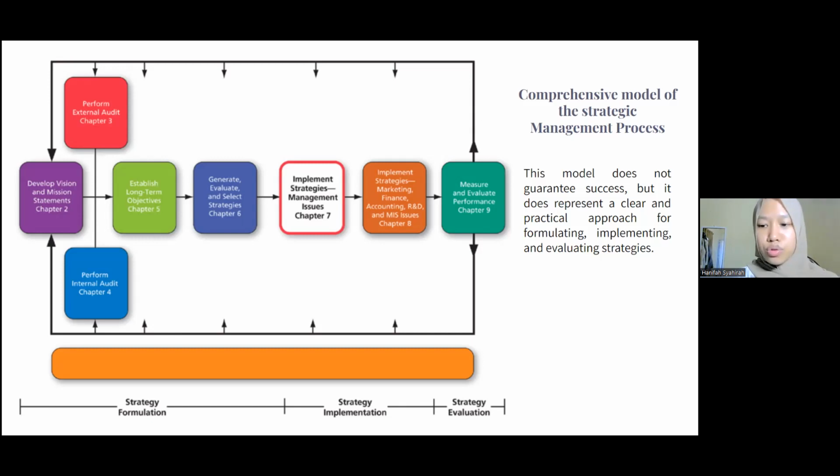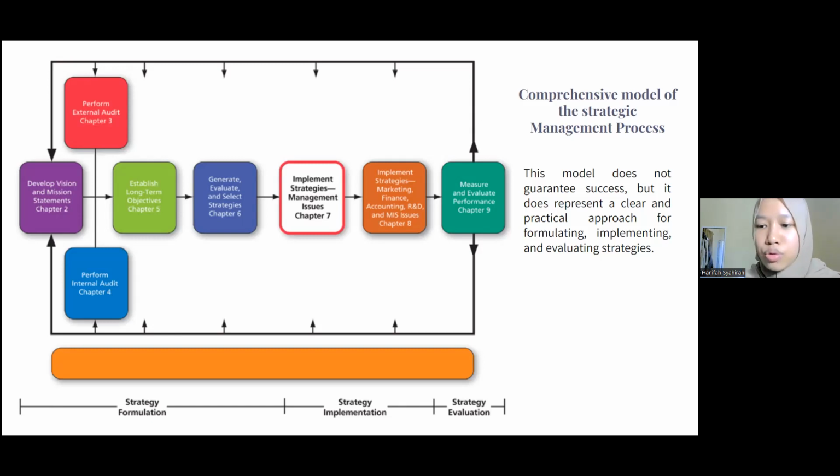And after that, we go to the strategy implementation. In the strategy implementation, we implement the strategy that we have considered in the strategy formulation itself. And in implementing strategy, it doesn't only require one function, but all the functions working together to implement the strategy. The functions that work together here are such as marketing, finance, accounting, R&D, and MIS. It is more likely to adjust to the corporate functions that they have, because each company has its own functions that are slightly different from other companies.